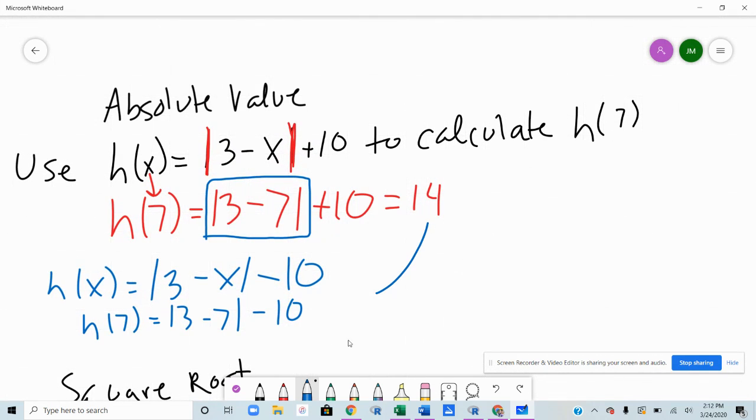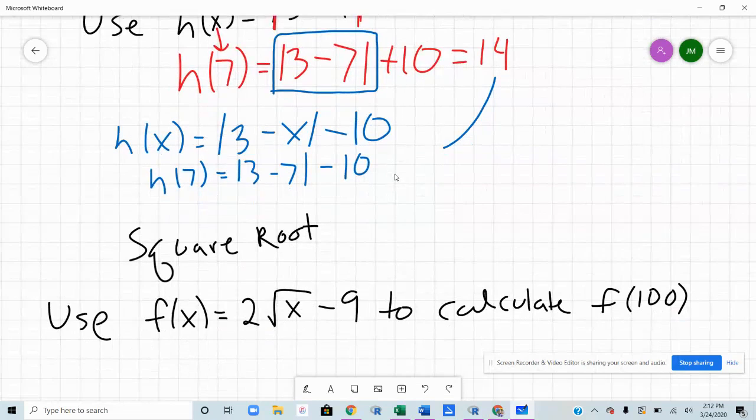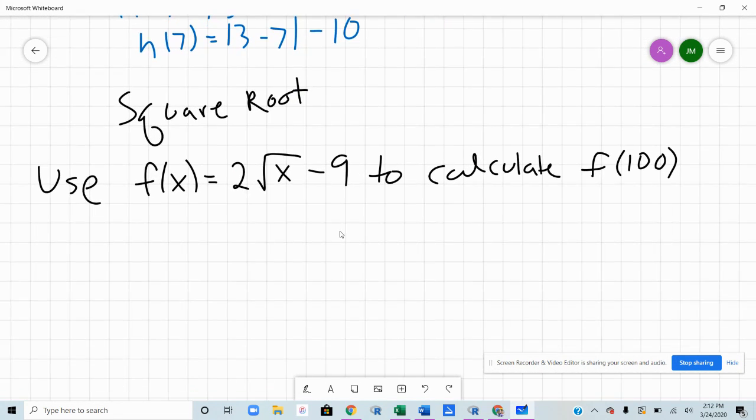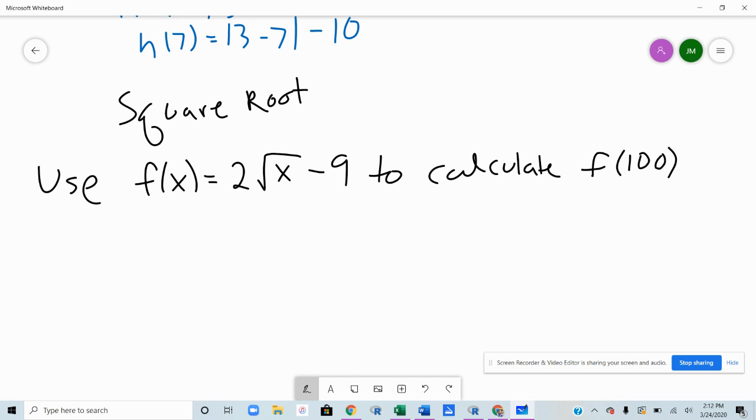All right, the last part we need to talk about are your square roots. Same thing, that you can just use Desmos to help you. So typing these in, plugging them in should be relatively easy. We want to use f of x equals 2 times the square root of x minus 9 to calculate f of 100.